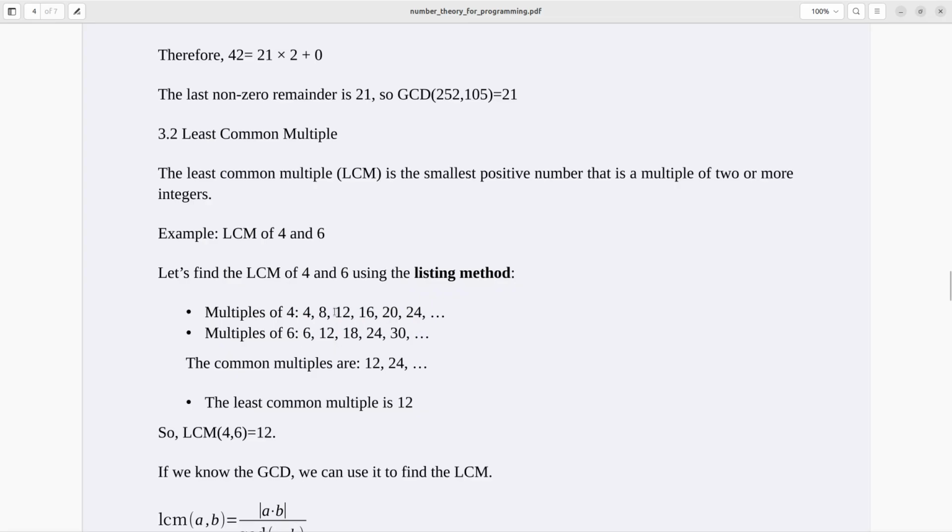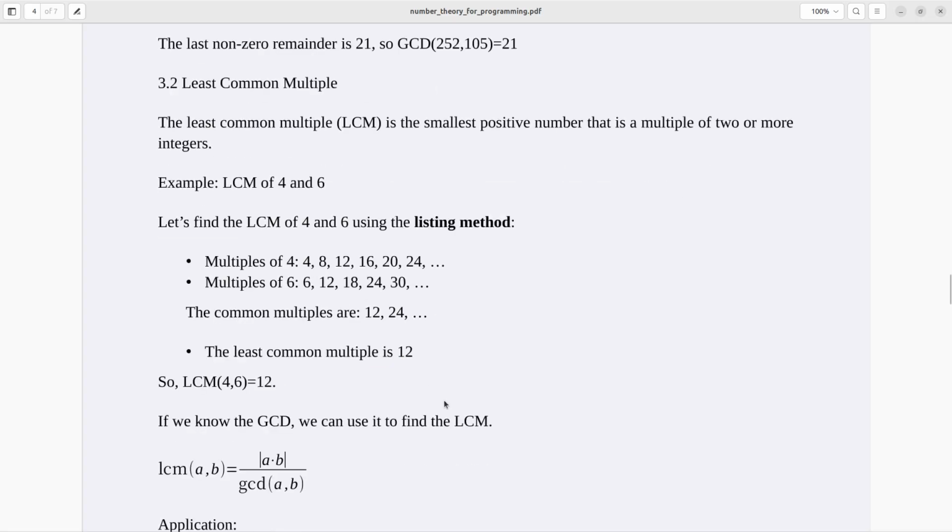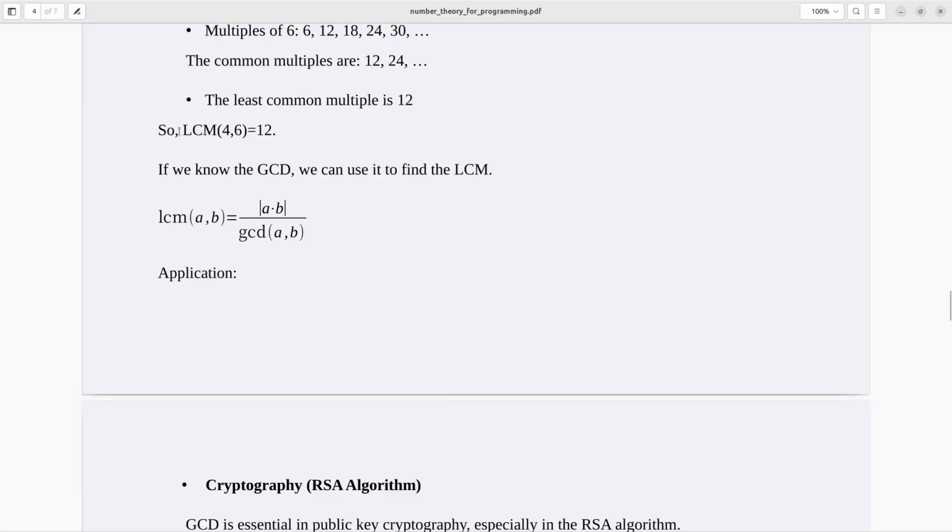And I'm able to see that 12 and 24 are really the common multiples of 4 and 6. That means 4 and 6 would have 12 and 24 and so on as their common multiples. Okay, so the least common multiple is just the smallest number among the multiples. That is just 12 in this case. So we would say that the LCM of 4 and 6 is just 12.